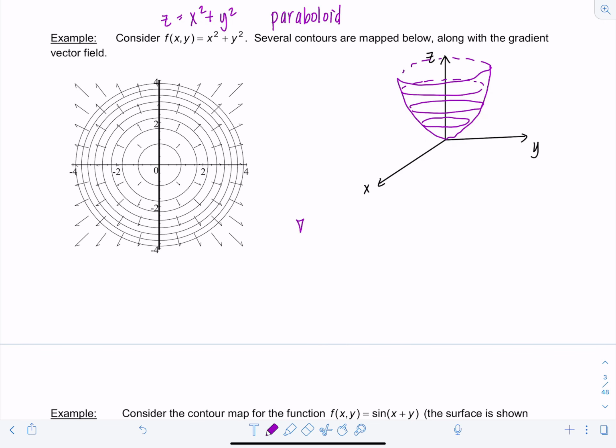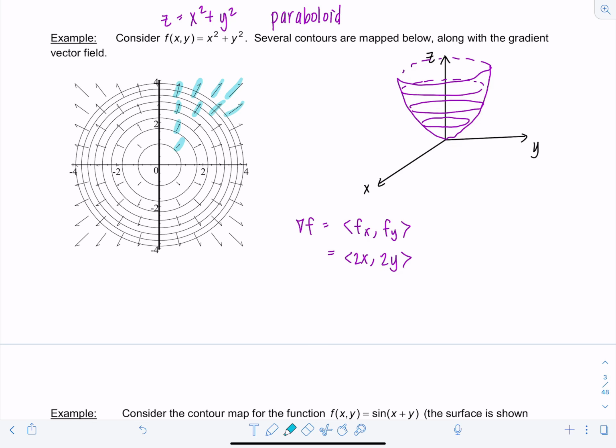So let's go ahead and compute the gradient of f. Remember, it's partial with respect to x, partial with respect to y in this case. So it's going to be 2x and 2y. Now let's see if this matches the vector field that's drawn here. Notice in the first quadrant, both x and y are positive, and that matches the direction of the vectors that we see here, right? Both x and y components are positive.